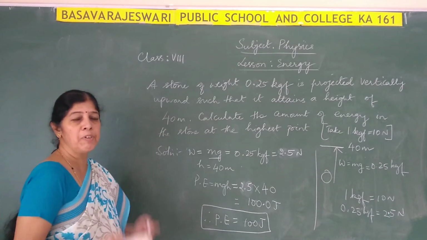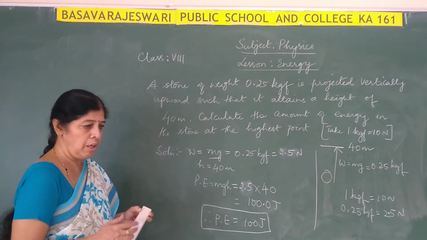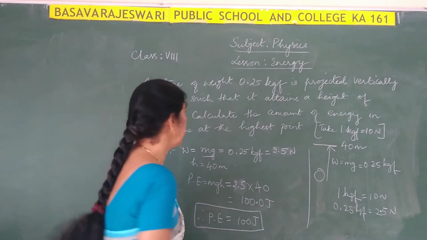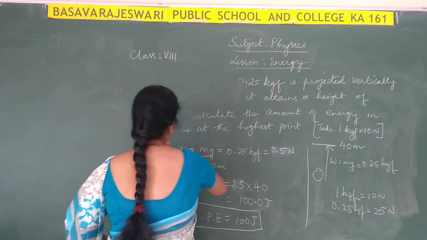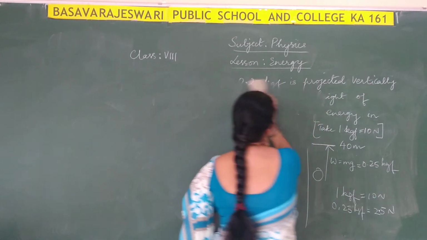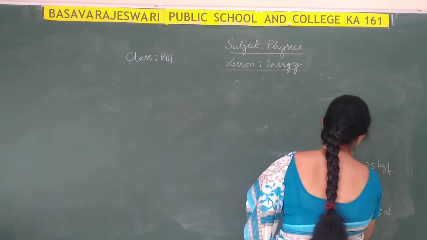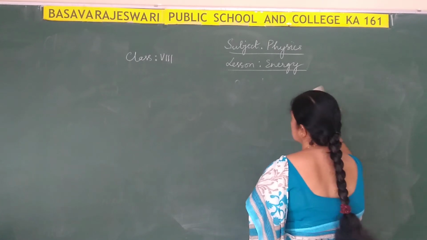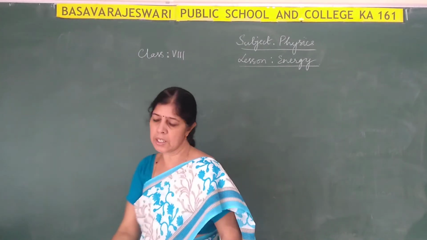Okay, these are some of the problems on potential energy. Now we shall go to the next type of mechanical energy, that is kinetic energy. So potential energy is the energy stored in the body, right? Now coming to kinetic energy.